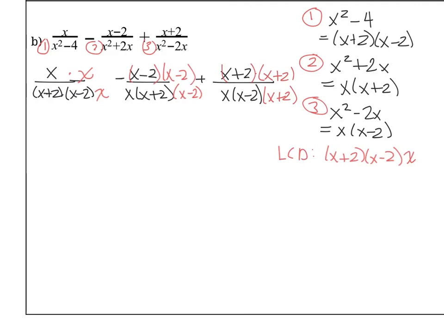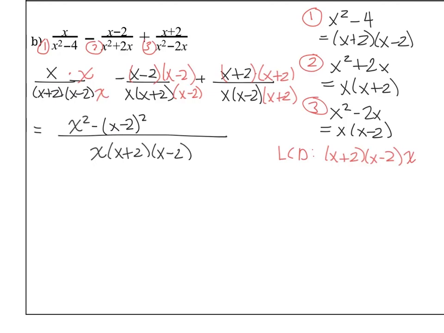Okay, so let's plan here. Our denominators are all going to be the same. They're all going to be x plus 2 and x minus 2, so I'm going to write that as a common denominator: x plus 2 and x minus 2. And then we have our numerators. Our first numerator is going to be x squared, then we have a minus, and then we have x minus 2 all squared, and then we have a plus, and then we have x plus 2 all squared.